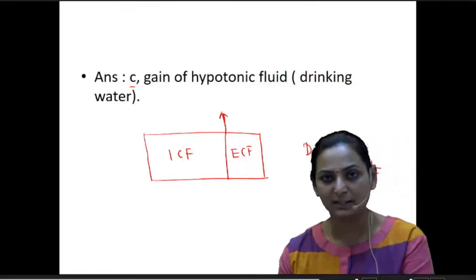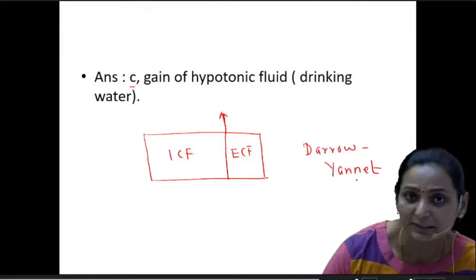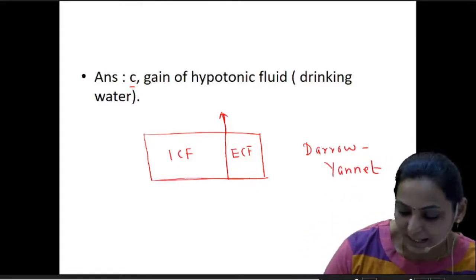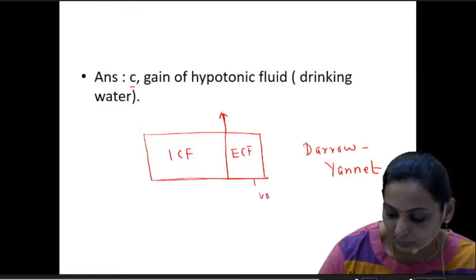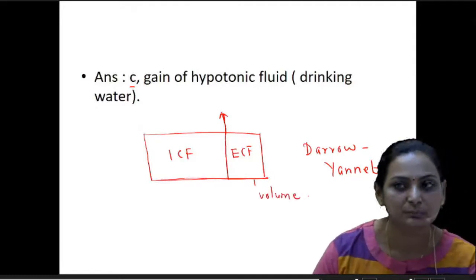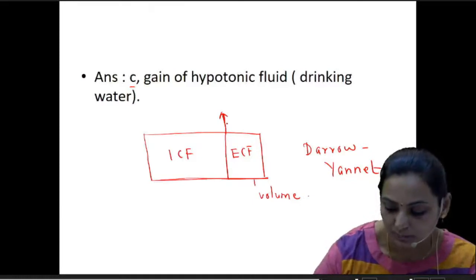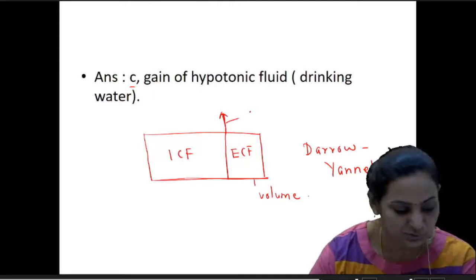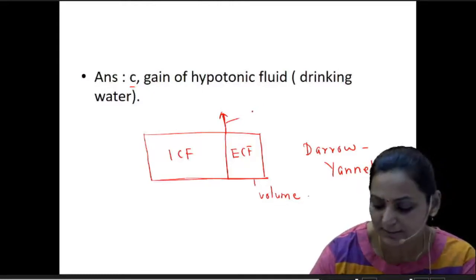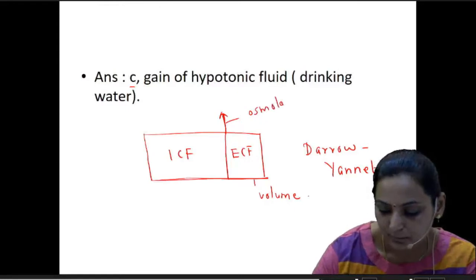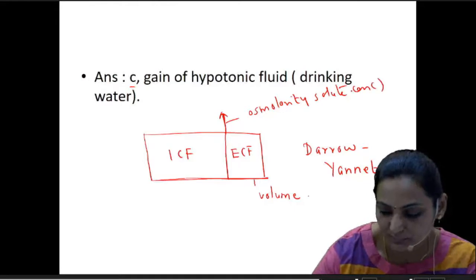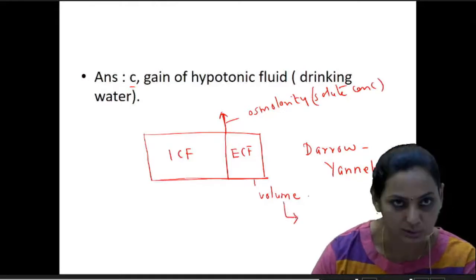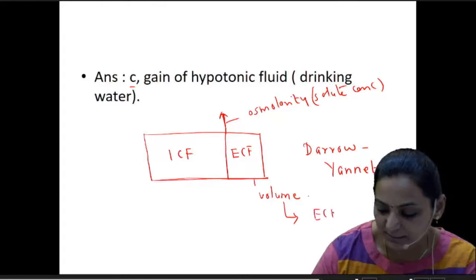On this diagram, the x-axis represents volume, and the y-axis represents your solute concentration, or in a very simple way, you can say it is osmolarity. Osmolarity or the solute concentration, and this is volume, which is the ECF volume and the ICF volume.